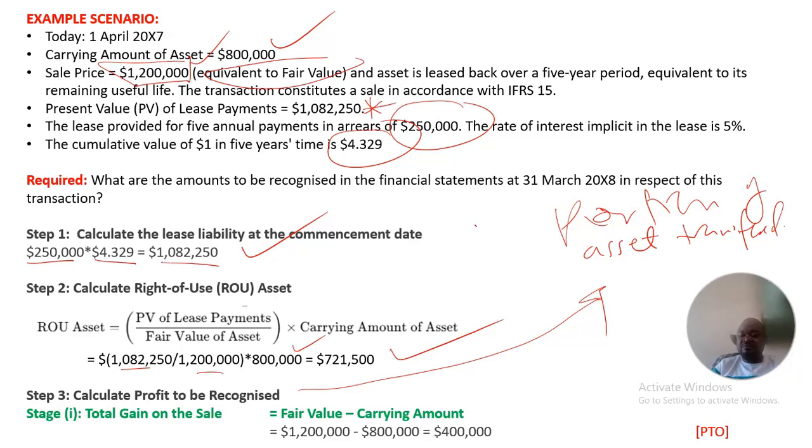All right. So to do that, you first of all have to determine the overall gain on disposal. The overall gain on disposal should be the fair value of the asset, less the carrying amount. Sometimes in the examination, you are going to be given two values: the actual amount which was received and the fair value of the asset.